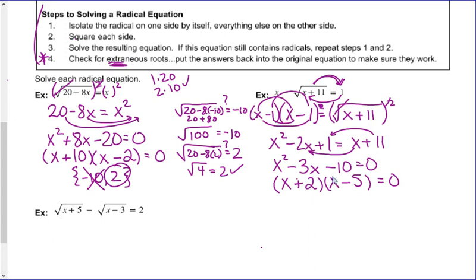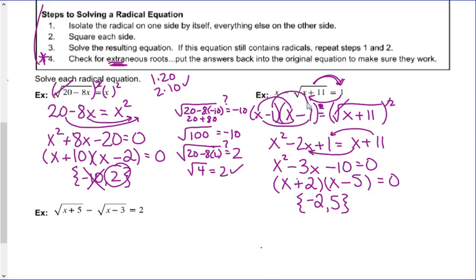Again, foil this if you have to, just to double check that you get what you started with. So the question then is, what do I get whenever I add 2? What number plus 2 gives me 0? That's negative 2. What number minus 5 is 0? And that number is 5. So these are my possibilities. I must now put them back in the original problem to see if they work.